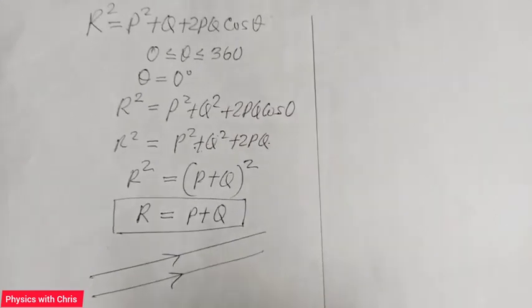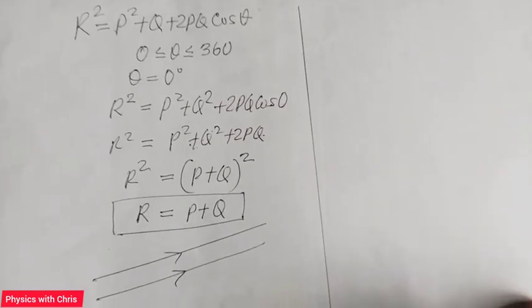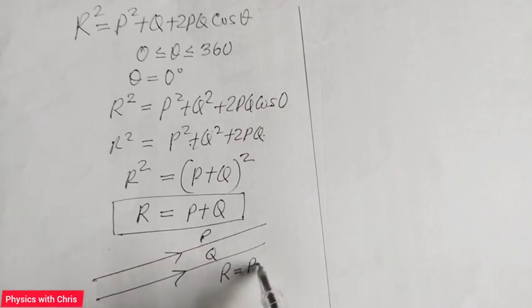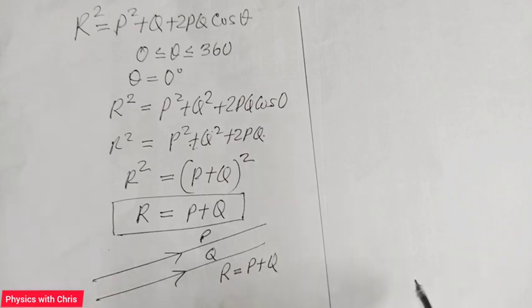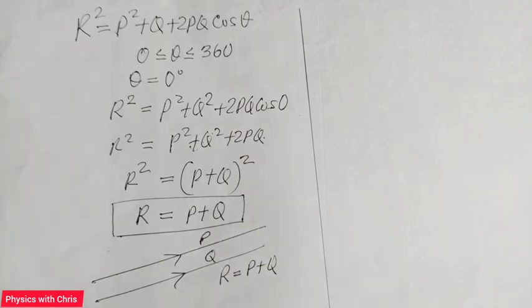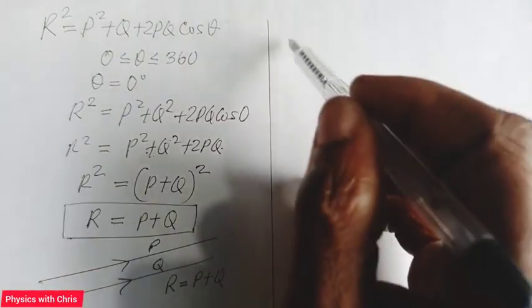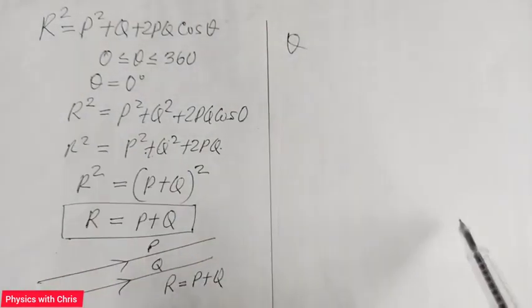So when the two vectors are parallel, acting in the same direction, the resultant vector, let's call this p, let's call this q, is just the algebraic sum of the magnitudes of the two vectors p and q. So you can see that this equation also applies when the angle between them, in this case, is 0 degrees. What happens if the angle between two vectors is 90 degrees?